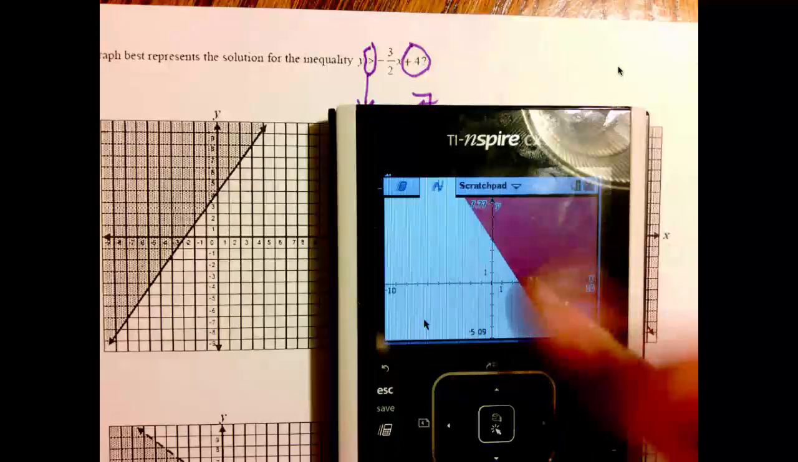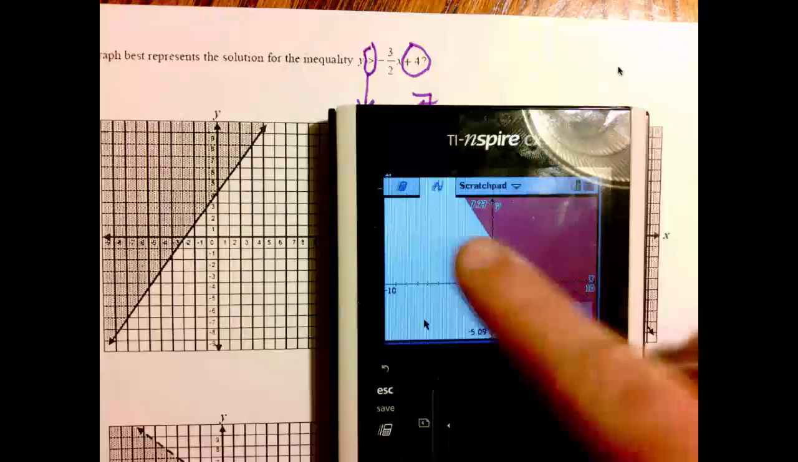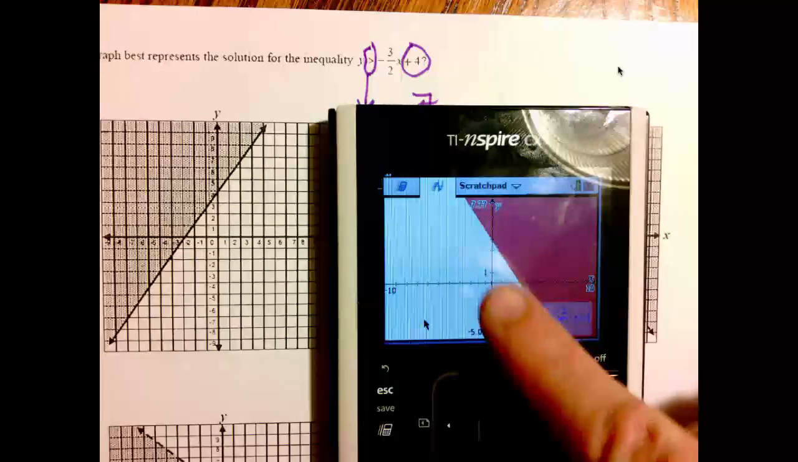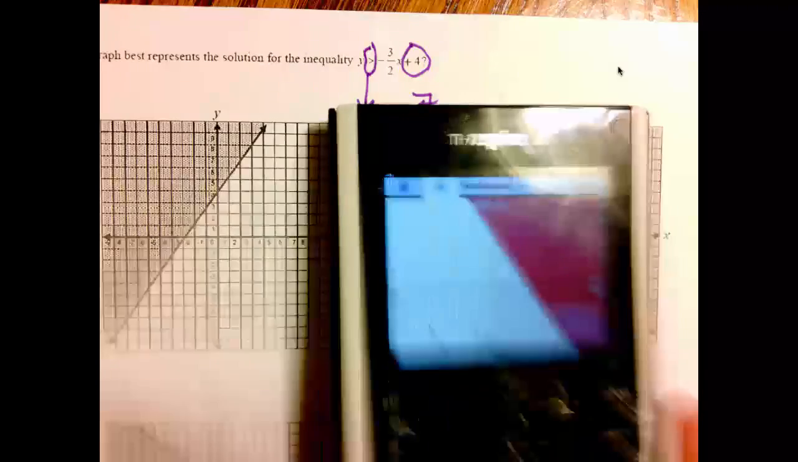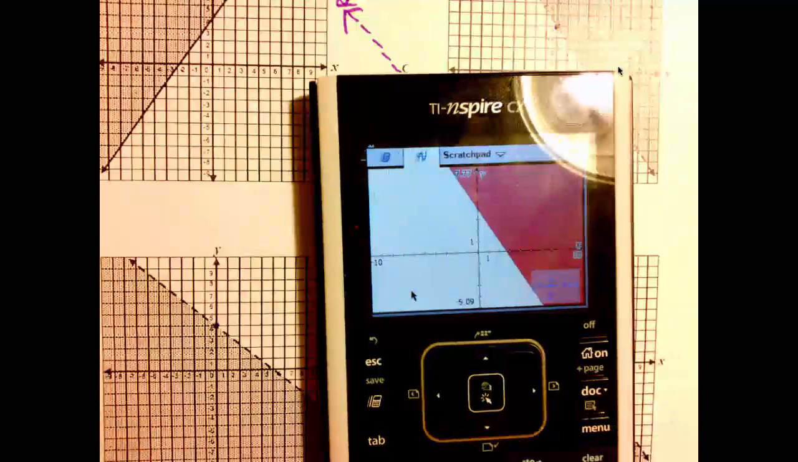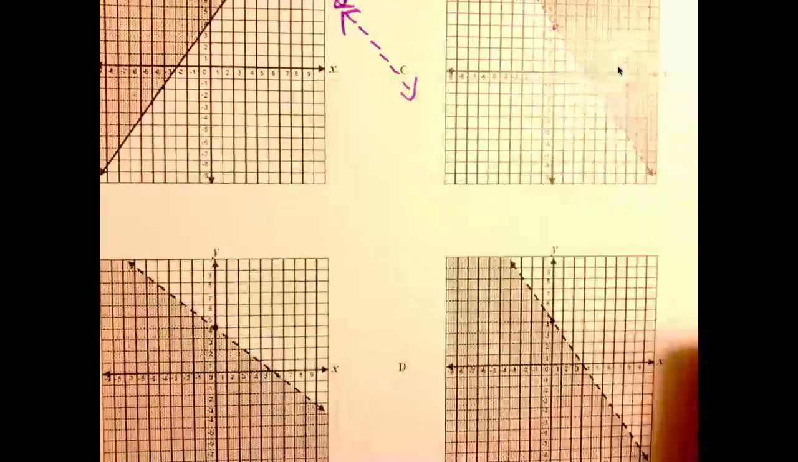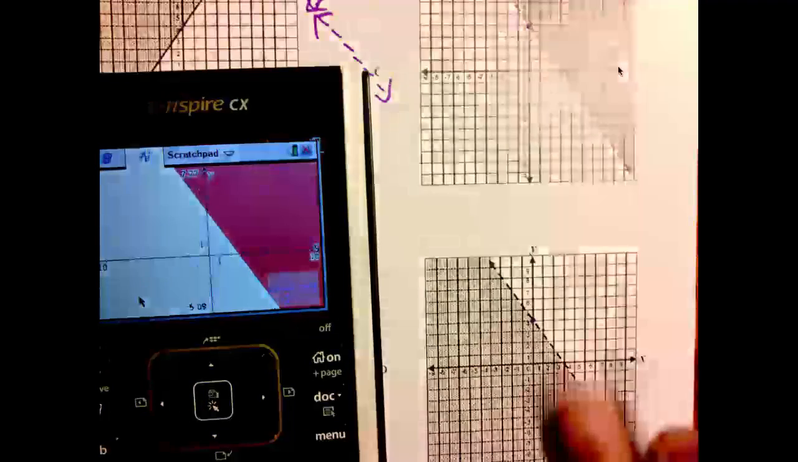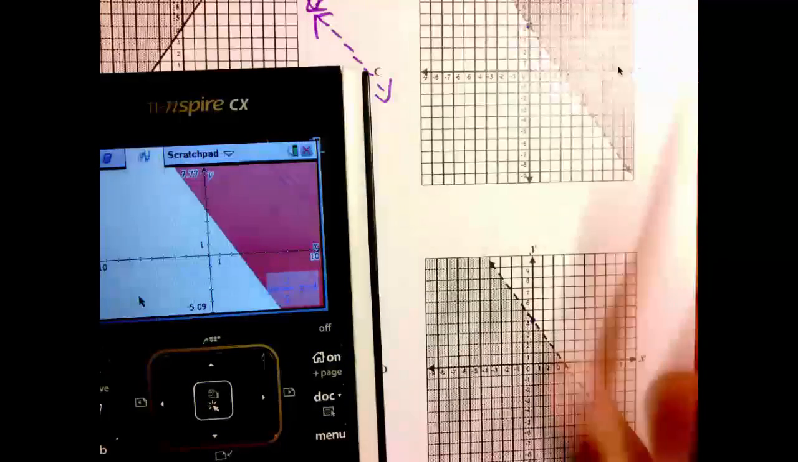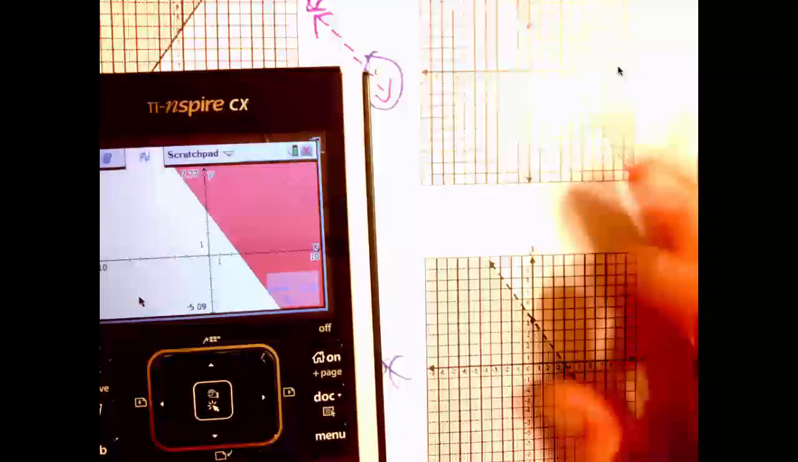Alright, you can see the shading is above. That's what we mean by greater than. You can also look, if you look closely, see the dashed line. Okay, well, the shading is above. That eliminates answer choice B. Here you see the shading is below. B is out. Now we're choosing between C and D. Again, you see C has the shading above and D has the shading below. D is out. It must be C.